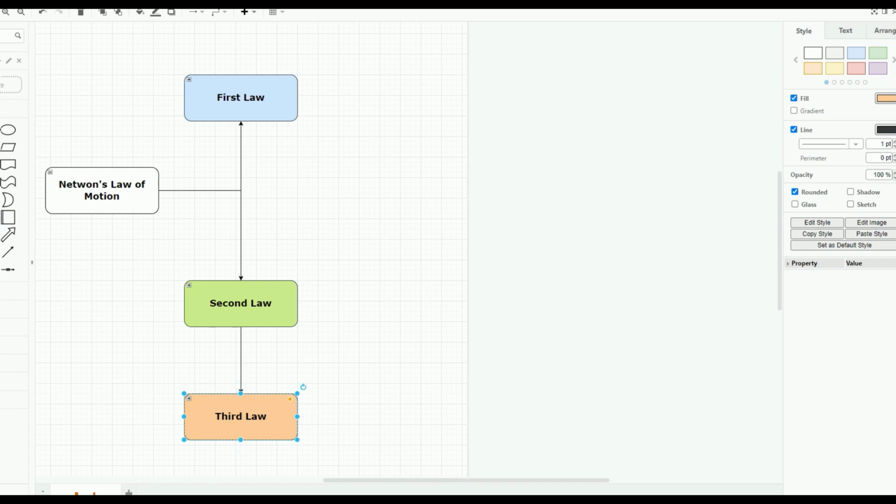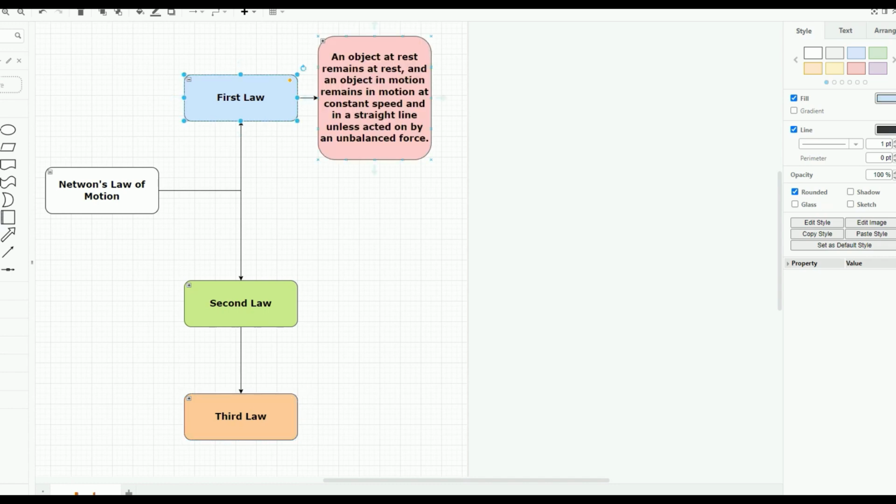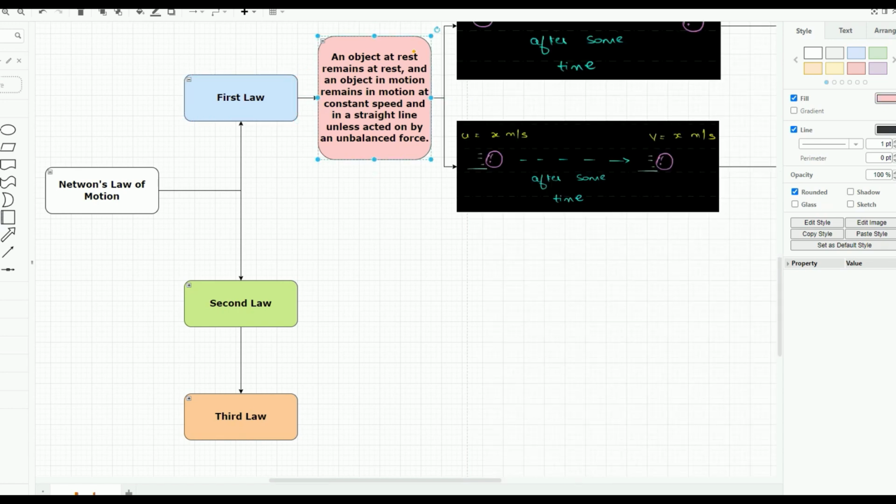So what does the first law state? Can you recall that? Okay, I hope you guys are trying. The first law says an object at rest remains at rest, and an object in motion remains in motion at constant speed and in a straight line unless acted on by an unbalanced force. Right? What does it mean?